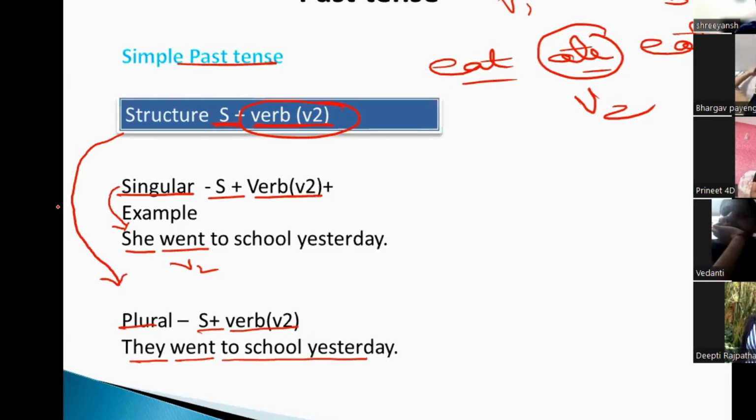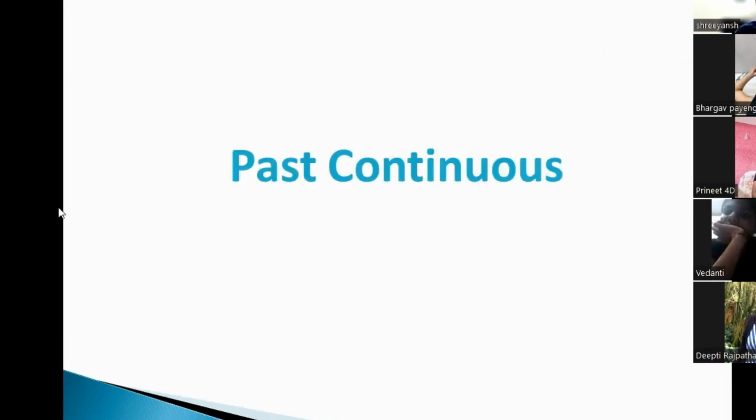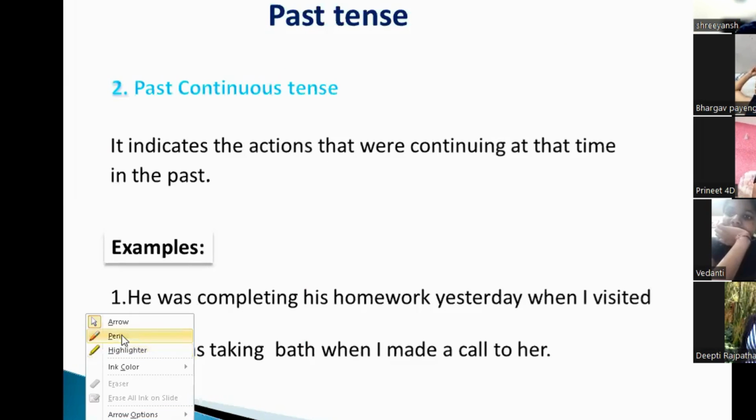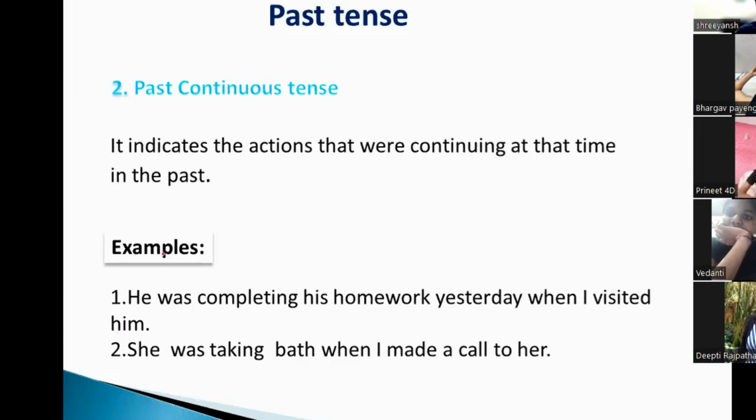Okay, so now let's move to the next tense, that is past continuous tense. So what is this past continuous tense? It is very easy. It represents the actions that were continuing at that point of time in past. For example, he was completing his homework yesterday when I visited him. You're talking about the action that was continuing at that time when you visited him.